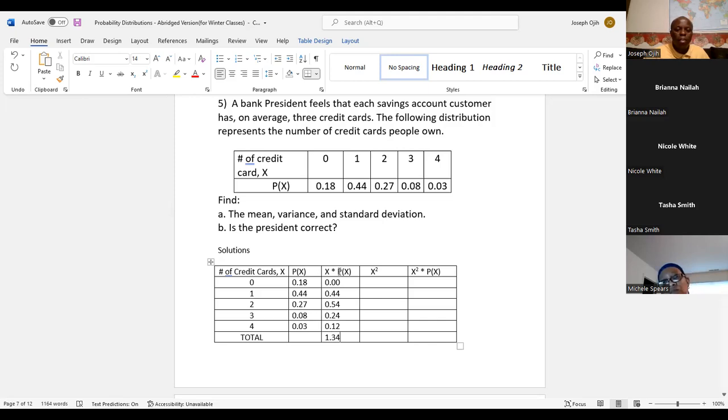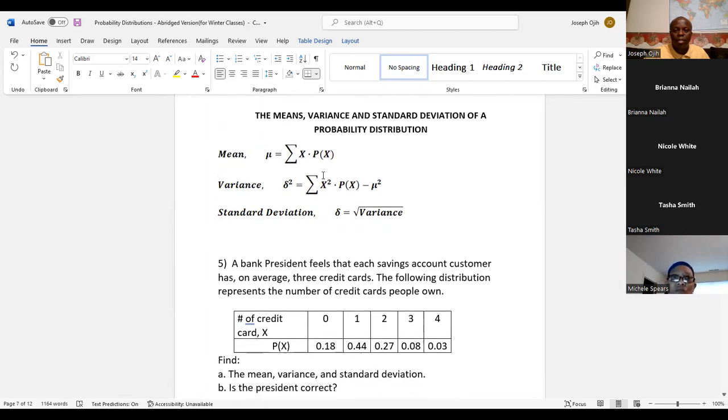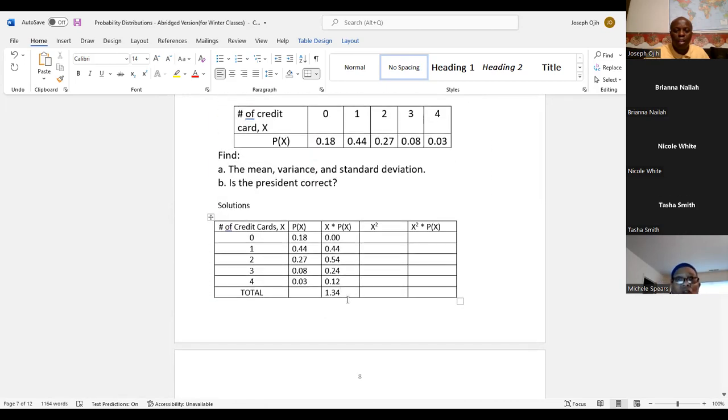So why do we need to get this part? Because the first formula for the mean is the sum of x times P(x). So that is what we have here, and if you add it, we get this. For x squared, it means to square all these. The first one, 0 squared is 0. 1 squared is 1 times 1, which is 1. 2 squared means 2 times 2, which is 4. 3 squared means 3 times 3, which is 9. And 4 squared means 4 times 4, which is 16.